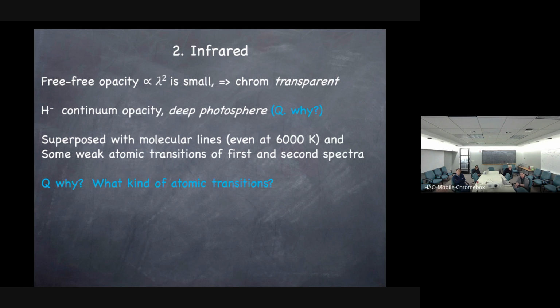So what kind of atomic transitions could these be? Remember, this is infrared, so these are very long wavelength. In other words, the energy differences between the levels of the atoms are very small, okay?